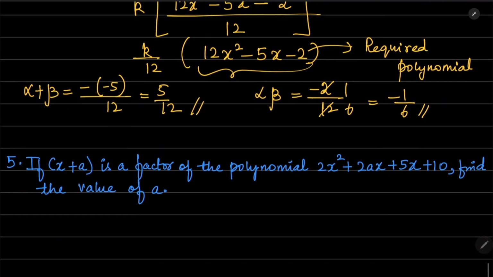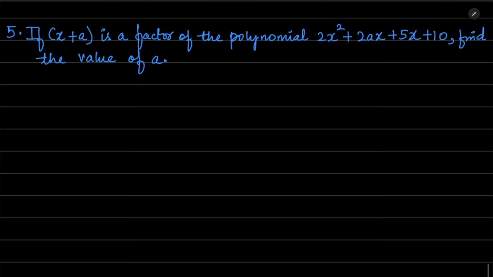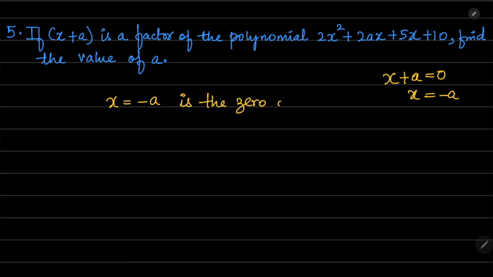Okay. Now, let's move on to the last question of today. What is the last question? You are given if x plus a is a factor of the polynomial, you are given a polynomial, find the value of a. Okay, very easy. Whenever you are given x plus a is a factor of the polynomial, it means you have to equate x plus a to 0. Okay, x plus a equal to 0, which means x equal to minus a. So x equal to minus a is one of the 0 of the polynomial p of x.